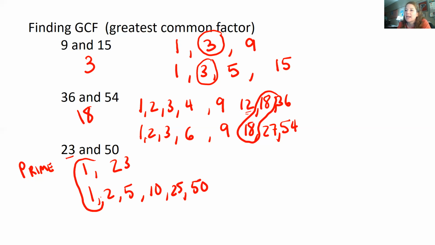And sometimes you'll get that, especially if one of them is a prime number. And that is the greatest common factor, 1. So can I divide 23 and 50 by 1? Yes, but really it doesn't help me because 23 divided by 1 is 23 and 50 divided by 1 is 50. So anyway, that's how you do greatest common factor and least common multiple.